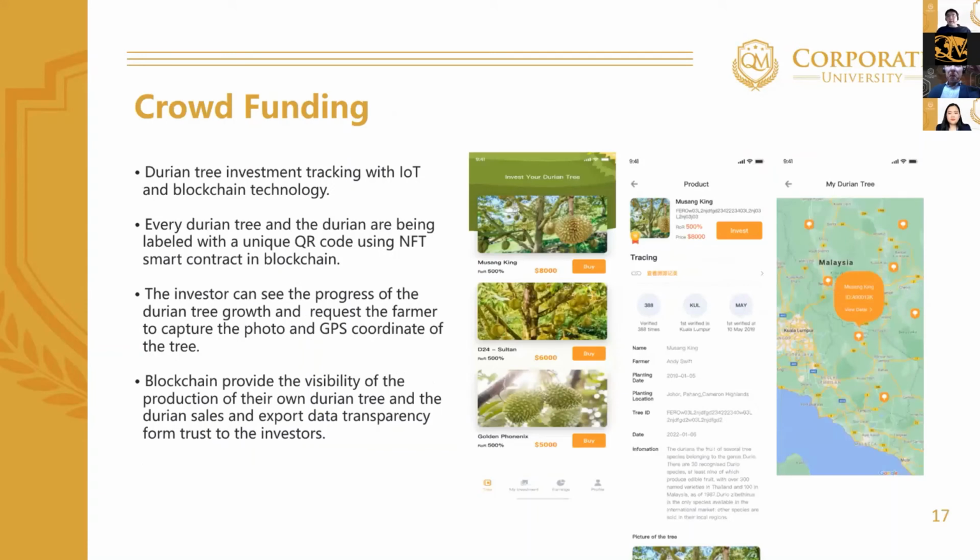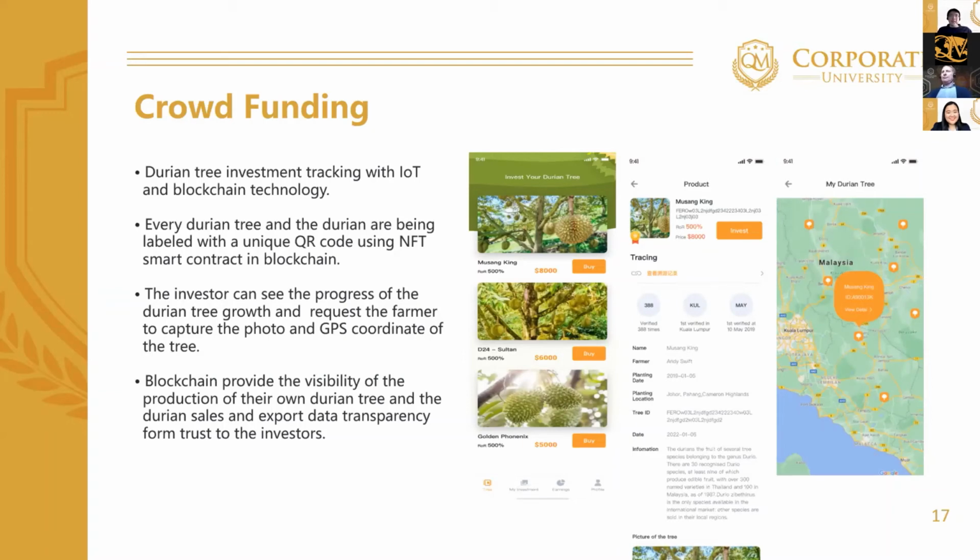Now next is about crowdfunding. Similarly to the painting, but instead of buying a painting, how about buying a durian farm? If you like durians and you want to own your own durian tree, but you do not have the expertise, no worries about that. Maybe you can join a platform like this. You can invest in fractions of the durian farm. We can also design it so you can buy the durian trees, in units of trees.